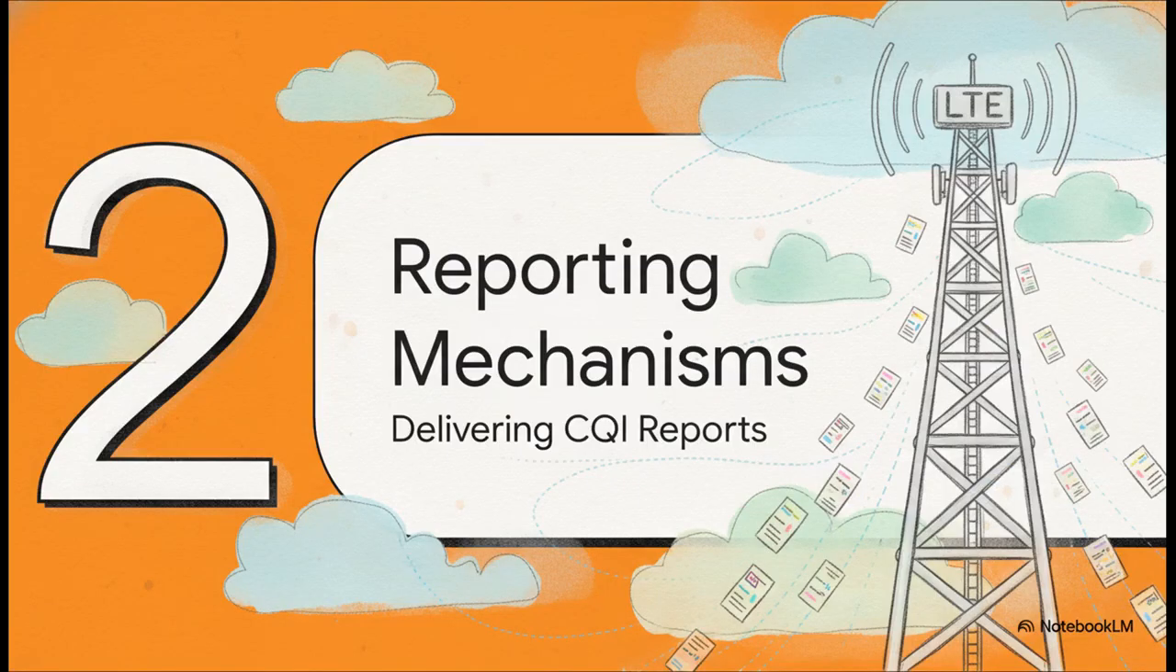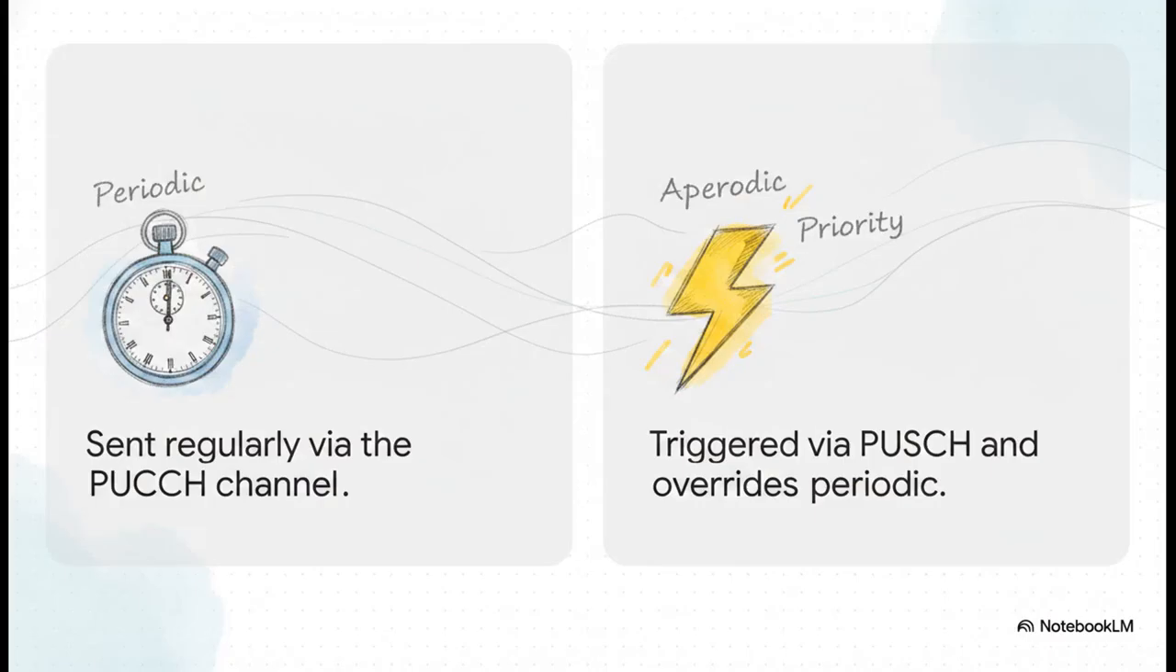Moving on to Section 2, reporting mechanisms. The network can really only optimize what it can accurately see, which brings us to how these report cards are actually delivered. So the user equipment generally has two main ways to report its CQI. First, you have periodic reporting sent at regular, scheduled intervals via the PUCCH control channel. And then you have aperiodic reporting, which is specifically triggered by the eNodeB and sent via the PUSCH data channel. What's absolutely crucial to remember here is that aperiodic reports always take priority.